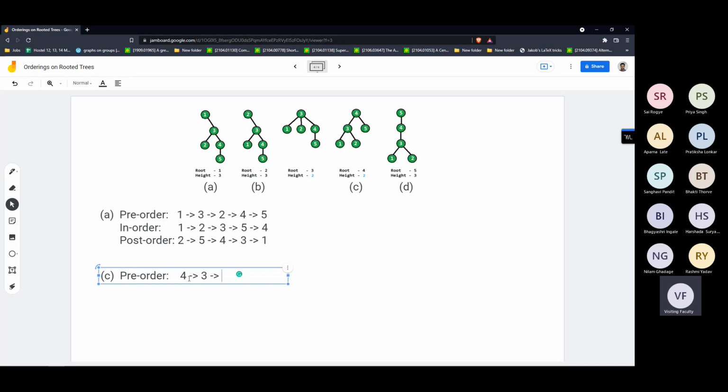Okay. Then left subtree of 3, right subtree of 3. What are those? Left subtree of 3 is 1. Okay. Then right subtree of 3, that is 2. Okay, so this completes what? Left subtree of 4. Okay, good. Then where do we go to? After that we'll go to the right subtree of 4, that is 5.